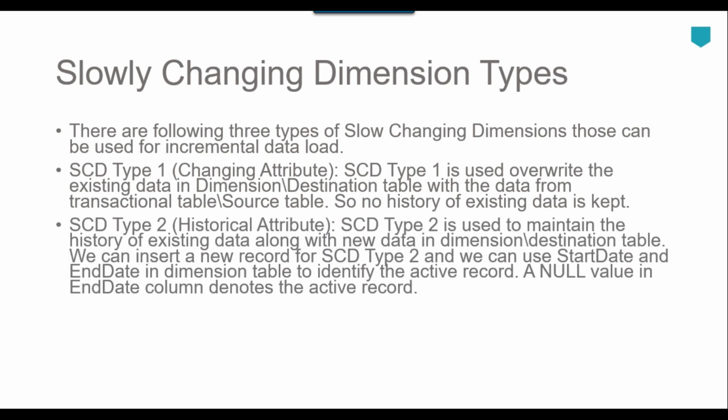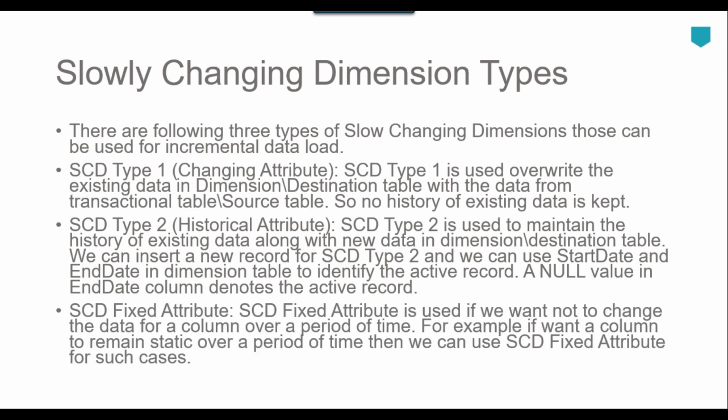The second one is SCD type 2, which is also called historical attribute. SCD type 2 is used to maintain the history of the existing data along with the new data in the dimension table. We can insert a new record for SCD type 2, and we can use the start date and end date in the dimension table to identify the active record. A null value in the end date column denotes that it's the active record.